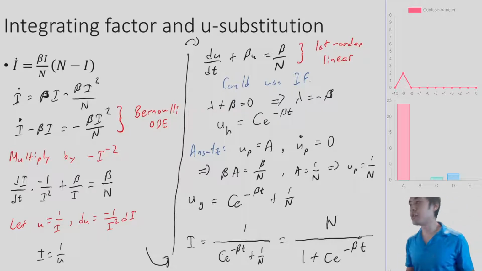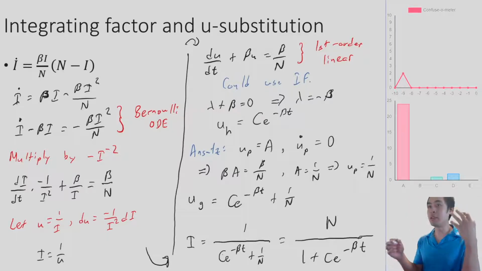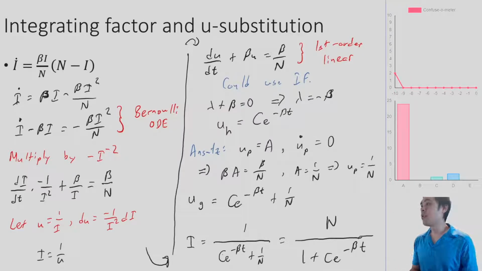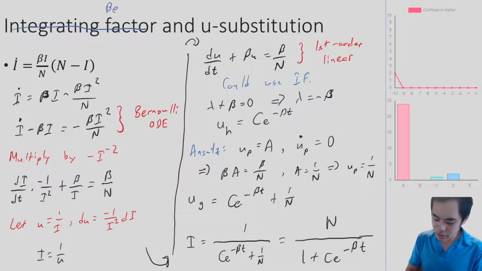And of course, you could also solve it using integrating factors to turn it into an exact equation and then use that process. But basically, we have many different methods that all work for solving this system of equations. Since I didn't actually use integrating factor, I'm going to rewrite this as Bernoulli ODE, u-substitution, and characteristic equation.